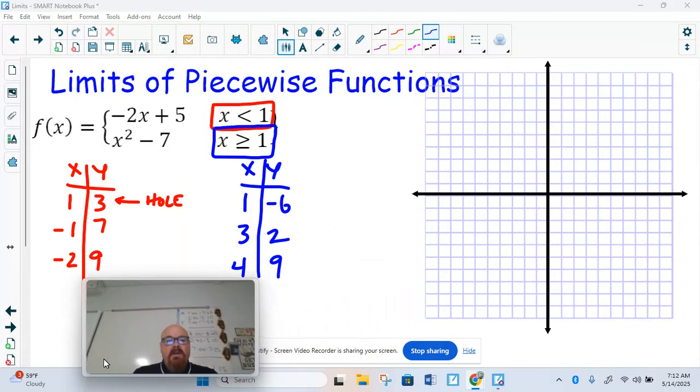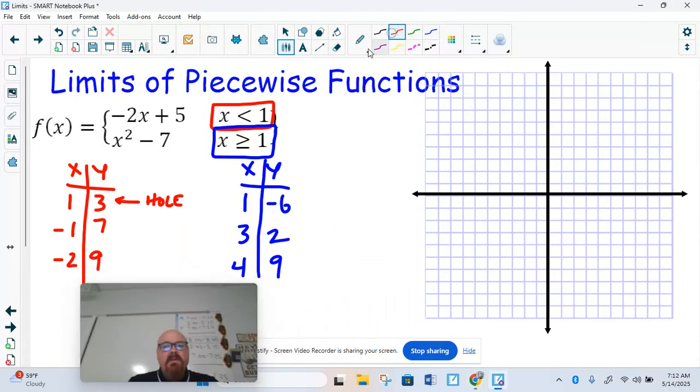So if I move myself down here, for this first part, I'm going to go to (1, 3), and I'm going to put a hole in the graph. Then I'm going to go to (-1, 7), and I'm going to put a point. Then I'm going to go to (-2, 9), and I'm going to put a point. Then I'm going to connect all of these points for all of the values of x that are less than 1, all the way up to where that hole in the graph is.